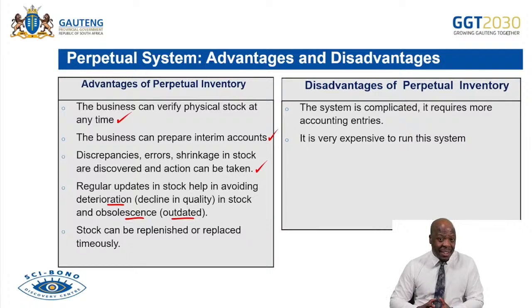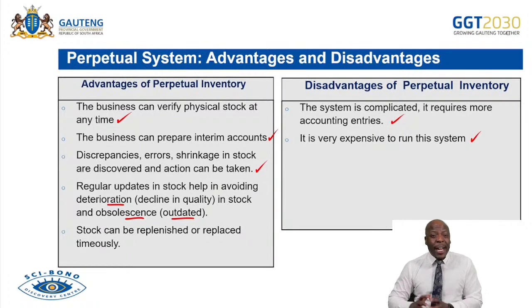It has its own disadvantages, such as the system is complicated and it requires more accounting entries. And then it is very expensive to run the system. You need a computerized system, you need computers as well, and you need employees that can be trained to work on the system. You also need barcode scanners and other software and gadgets that can perform your accounting entries. Hence, we're saying it is expensive to run this particular system.